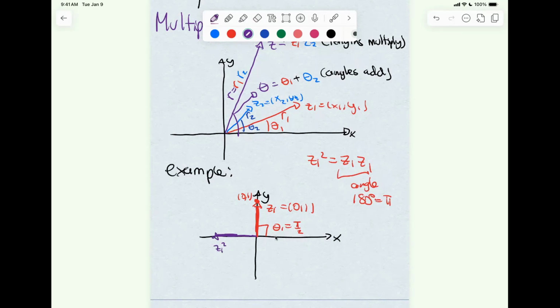But what should be the size of Z1 squared? The size should be the product of the lengths. But this has length 1, because it's just the point (0, 1). So this should have length equal to 1. So this should be the point (-1, 0).